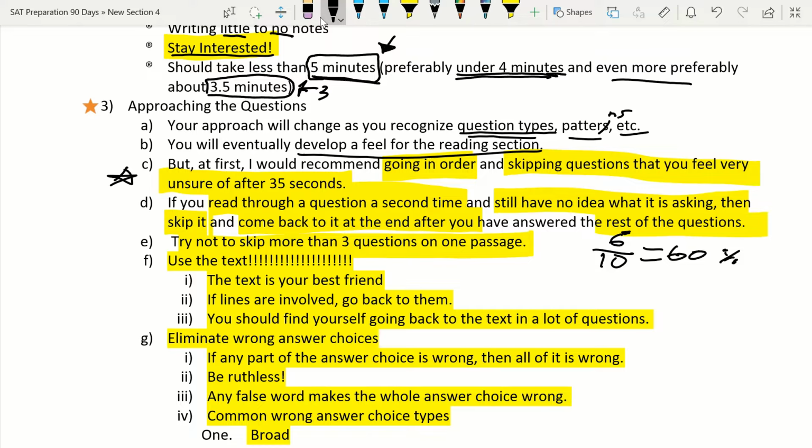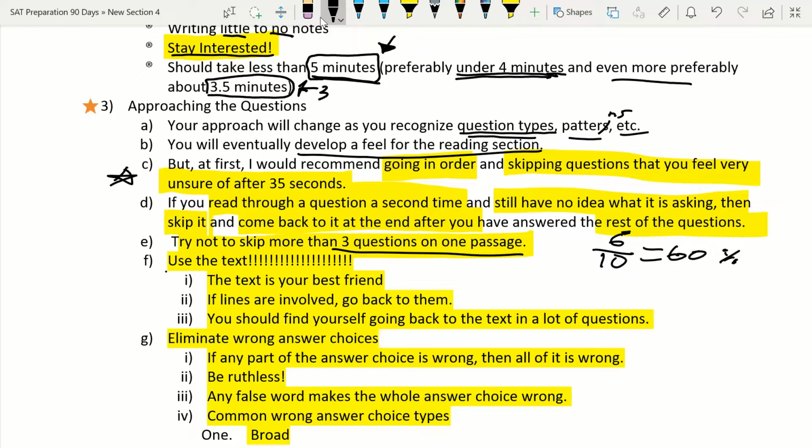And we want to be getting more than 60% of our effort back from reading that passage. So if we're going to take the time to read a passage, we don't want to skip more than 3 questions on that passage, because then we're not getting rewarded for the time that we spent reading that. And the SAT is timed, so we want to be rewarded for that time we spend on it.